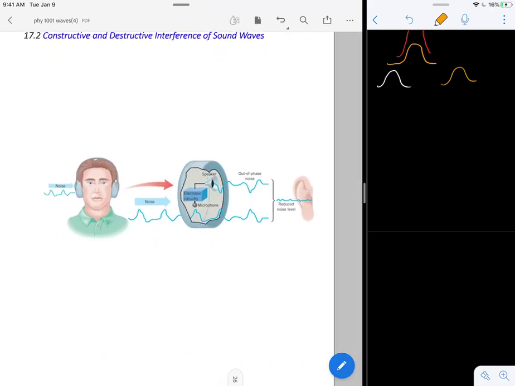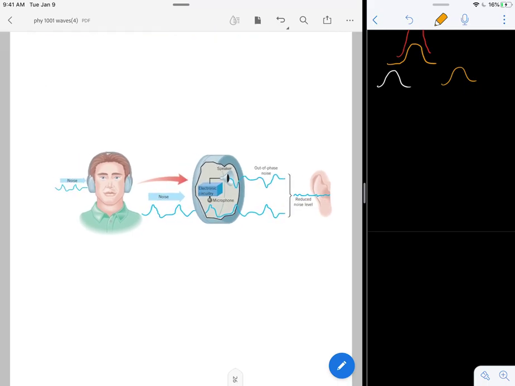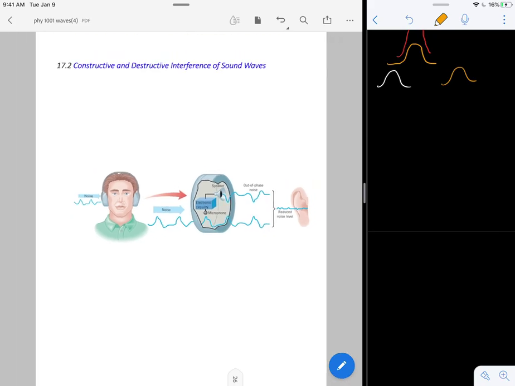Another application is sound canceling, noise canceling headphones. We can use destructive interference to cancel out the sound from the outside.